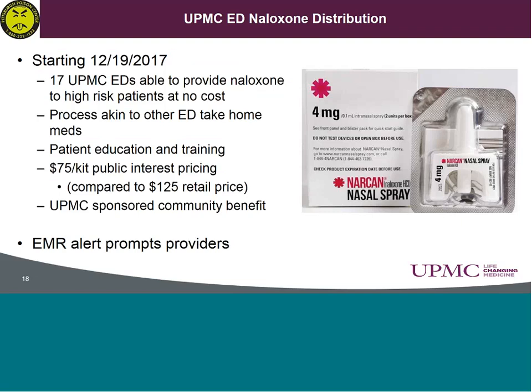So just as an example, at our hospital, where I work at UPMC, a multi-hospital system in Pennsylvania, 17 of our hospitals use the same electronic medical record. So starting in December of last year, our system approved paying for public interest pricing, so $75 a kit, to hand out Narcan nasal spray kits. So each kit has 2 4-milligram sprays. Each one, realistically, is enough to reverse almost any overdose that is going to respond to naloxone.